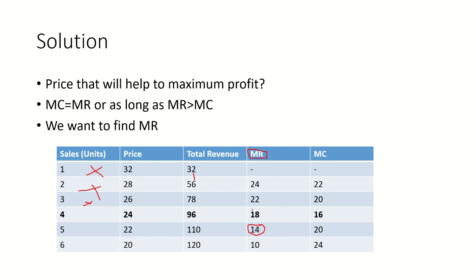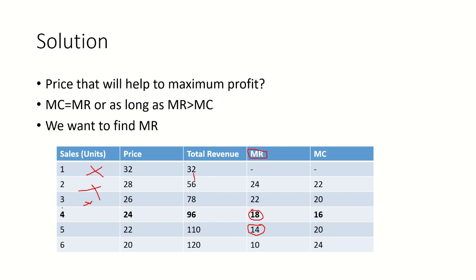So we found that at the point of 4, at the sale of 4 units, the MR is greater than the MC. Okay, so until the fourth product is sold, MR is greater. So we can say that at the point of 4, at the price of 24, the firm attains maximum profit. So the answer is 4. The answer is the price is 24.